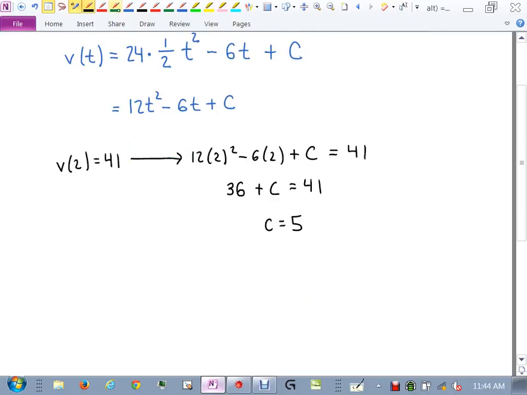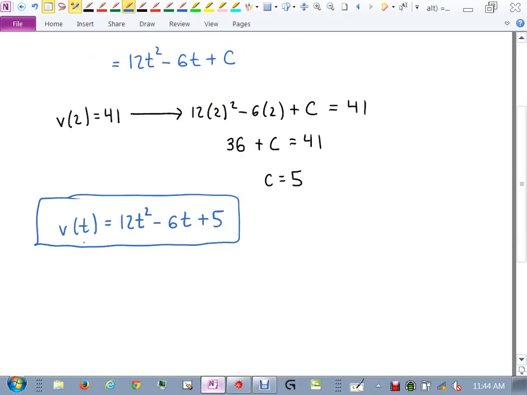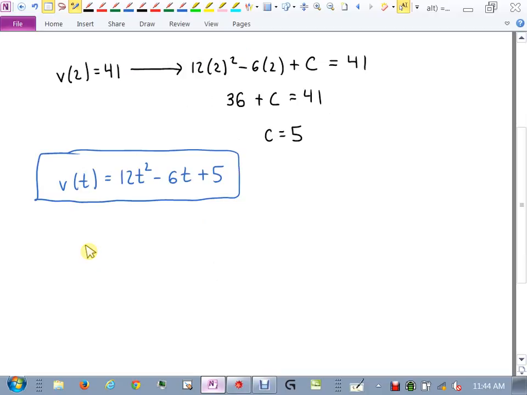So now I'm going to rewrite the velocity function in its final format. It's 12t squared minus 6t plus 5. Box it up, just because that's what I'm going to be working off of to do the next thing. So now from here we want to recover position.